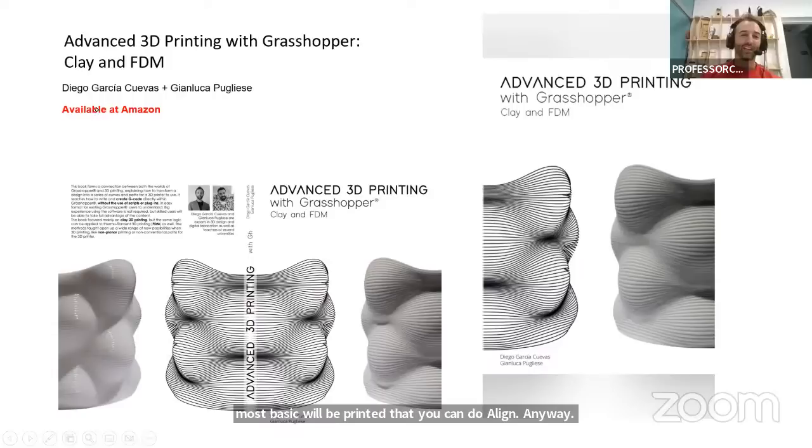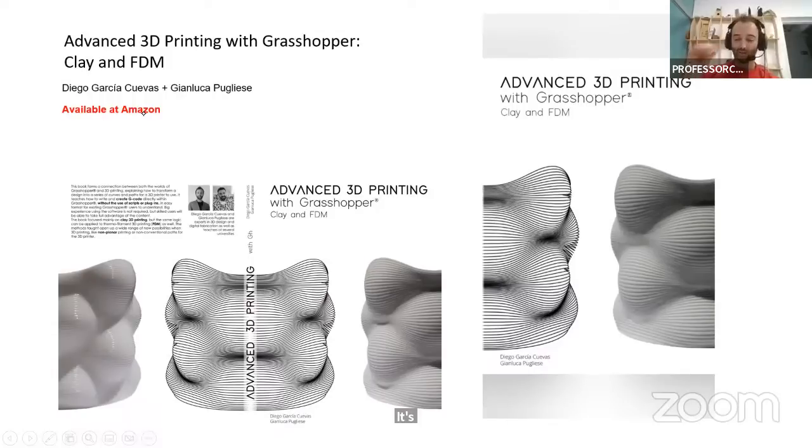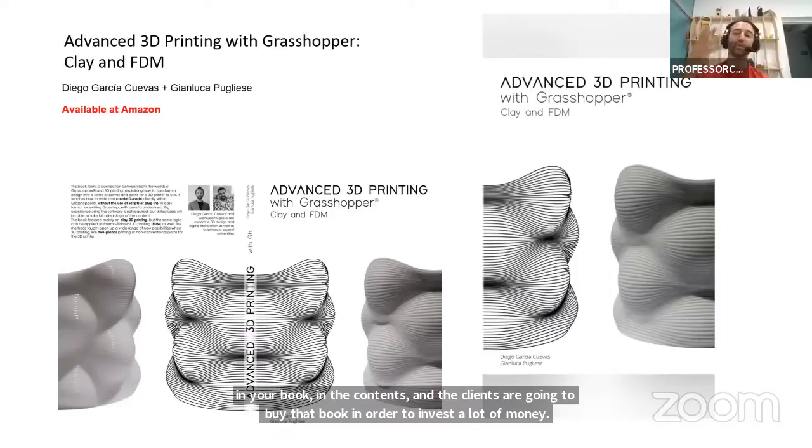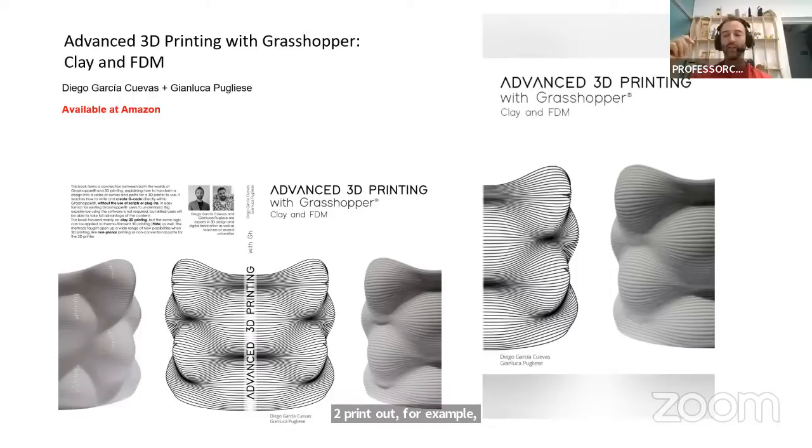It is available at Amazon. Yeah, that's something I was explaining just now to Babline. It's interesting because if you, for example, think of doing a book, why not? You need an editorial, a company that believes in you, in your book, in the contents, in the clients that are going to buy that book, in order to invest a lot of money to print, for example, 1,000 or 2,000 books at once. And then let's see if you can sell all that amount of books. Hopefully you could sell millions, but it's not that easy.